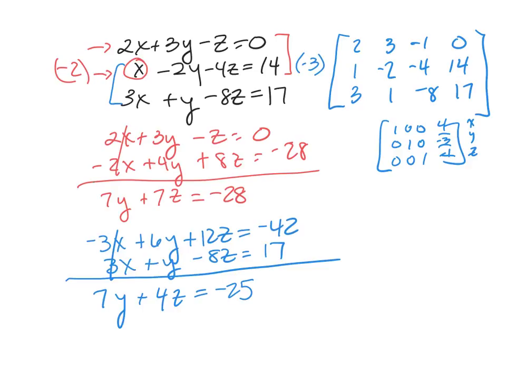When I eliminate the x's in the second two equations, I multiply that second equation by -3, set up my two equations, and add them together. And we have another equation where x is gone. Now we have two equations, 7y plus 7z equals -28, and 7y plus 4z equals -25. And this is what we did on our test yesterday.